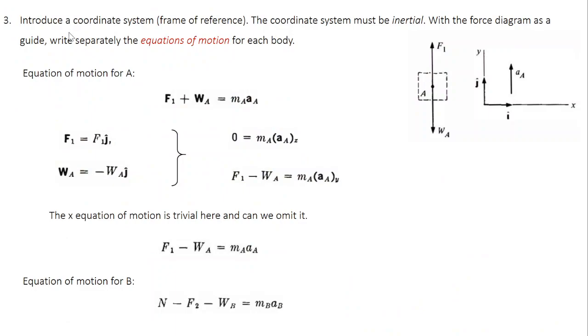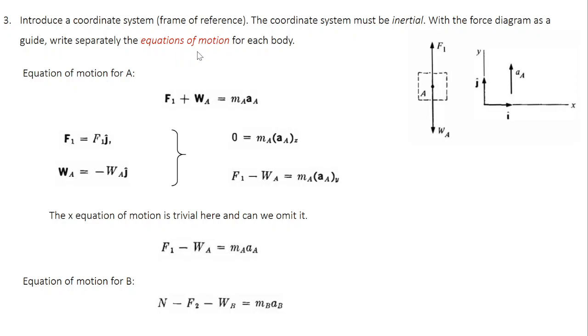Third step, introduce a coordinate system or frame of reference, and the coordinate system must be inertial. Why? Because we are representing true forces, and true forces are always measured with respect to an inertial frame. And with the force diagram as a guide, write separately the equations of motion for each body. Equation of motion is nothing but Newton's second law, F is equal to ma.